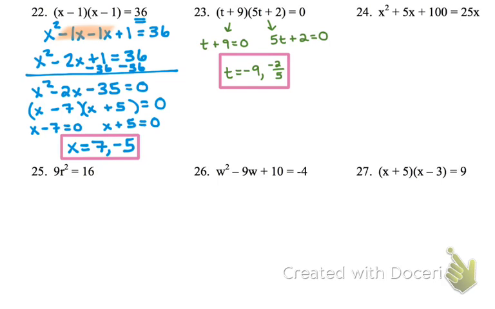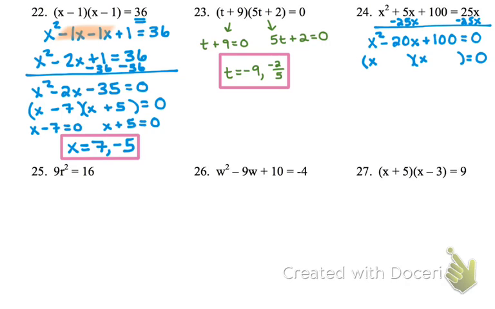Number 24, we don't have 0 on the right side, so we're going to subtract that 25x over when we combine it with the positive 5x that's already there, leaving us x squared minus 20x plus 100 is equal to 0. Because our x squared does not have a coefficient other than 1, we can go right to the double bubble. The factors that multiply to 100 and add to negative 20. So it's positive 100 but negative 20.